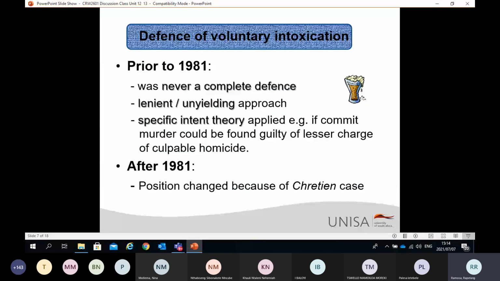Now, prior to 1981, there was a concept called the specific intent theory. If you have the opportunity to read cases like Johnson, 1969.